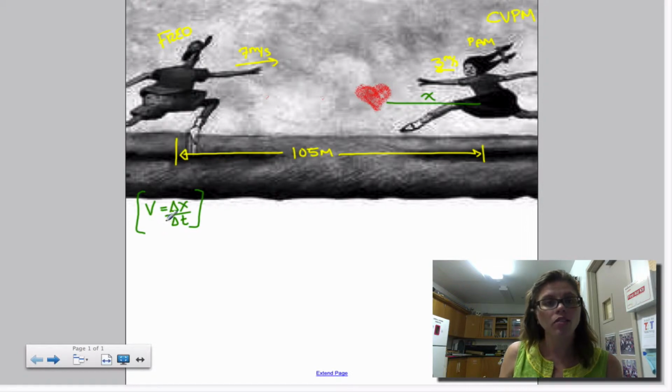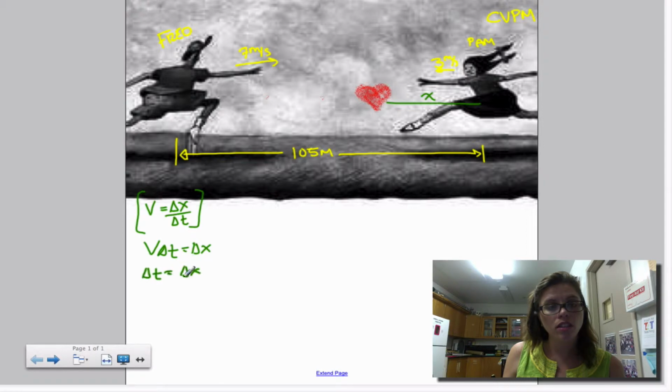Okay, so let's do this. Since change in time is in the denominator, let's multiply both sides of the equation by change in time. So we have velocity times the change in time equals change in x. And then we divide both sides by velocity to get change in time by itself. Change in time is equal to change in x divided by velocity.